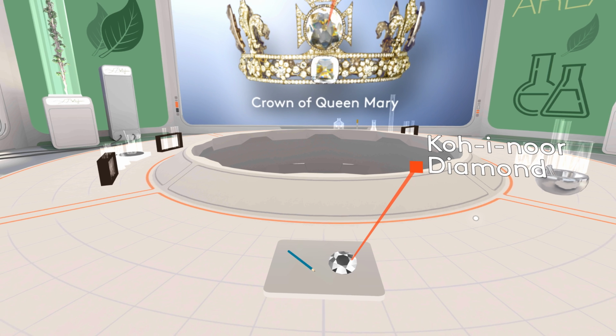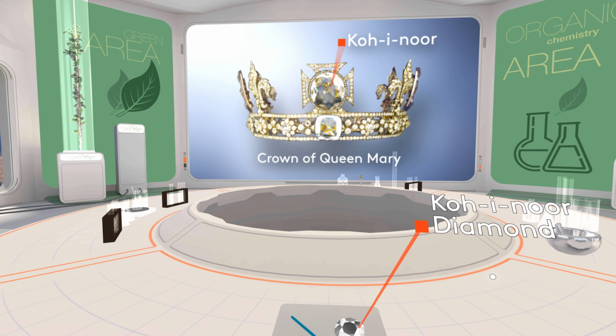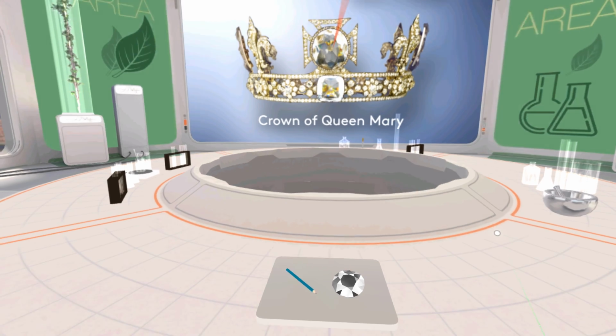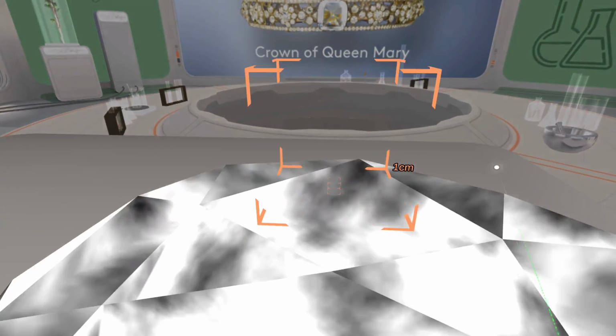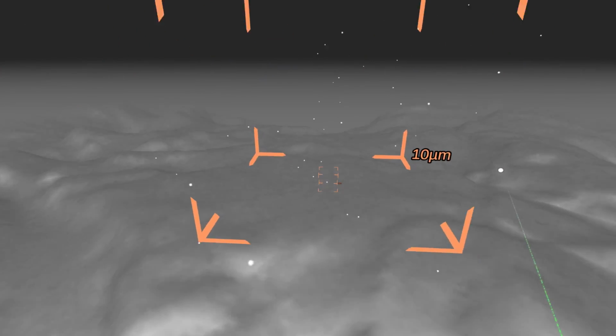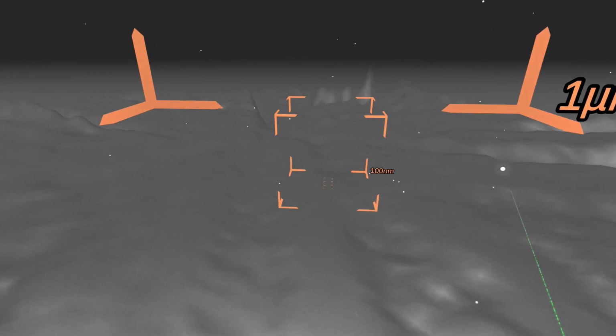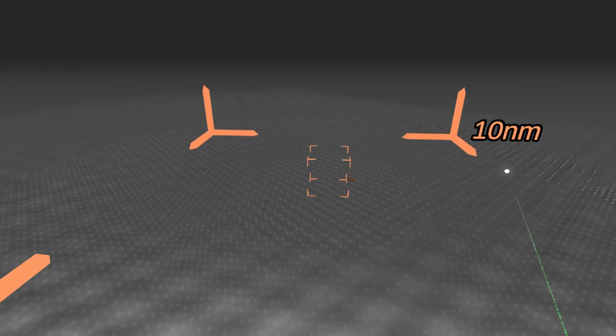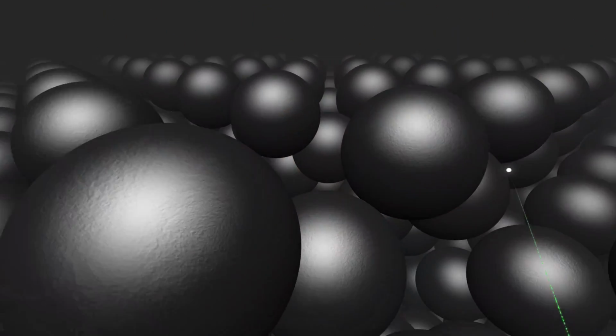It was found in India about 1,000 years ago. People estimate its value to be over $1 billion. Let's look inside. Ready to dive? We will zoom in. Each cell you see is 10 times smaller than the one before. We need to zoom in about 1 billion times. That's 9 zeros after a 1.